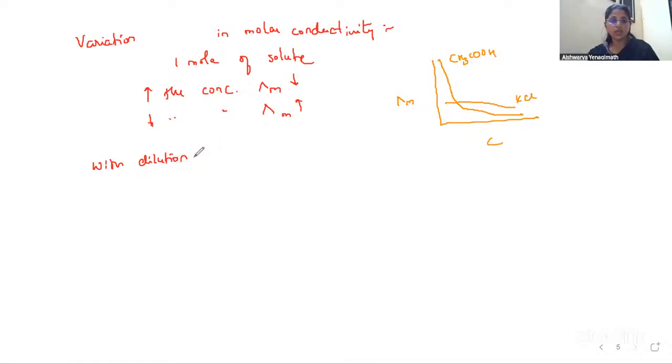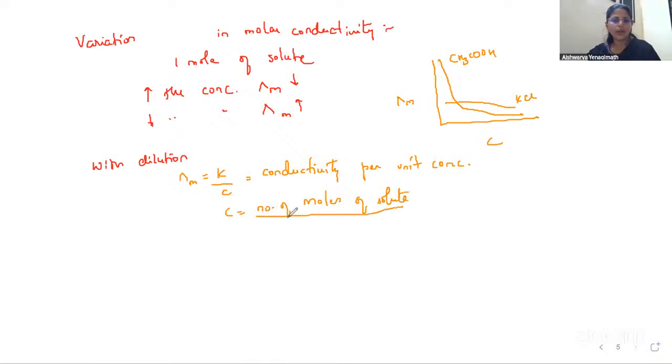As we have discussed earlier, molar conductivity lambda m is equal to what? It is kappa by C. How do you define that? Conductivity per unit concentration. Correct? So conductivity per unit concentration is my molar conductivity. So please see carefully. What is this concentration? C is what? C is number of moles of solute by volume of solution in liters.